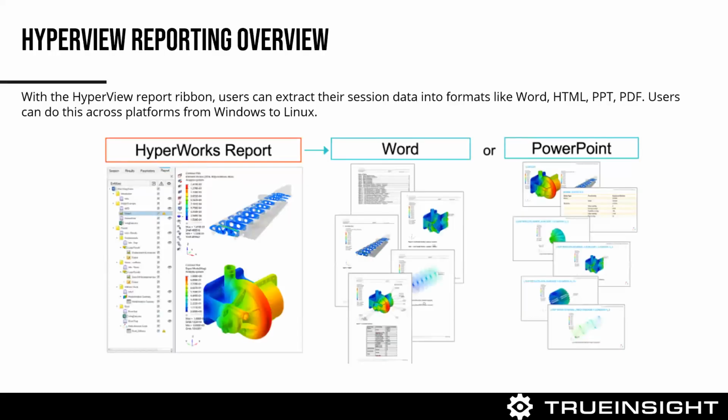Probably the final thing a lot of you are aware of is the capability of being able to report values. So we saw the value of being able to create our plots, create our contours, but we can also create reports in HyperView. So HyperView's reporting allows users to extract session data into typical report formats like Word or PowerPoint, PDF, or even HTML if you want to have an HTML link you can send. One of the really cool things about this is you can also work across platforms, Windows and Linux, which is what HyperWorks is currently supported for.